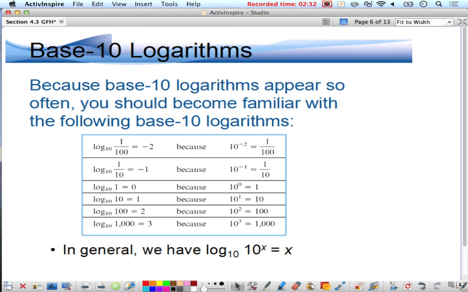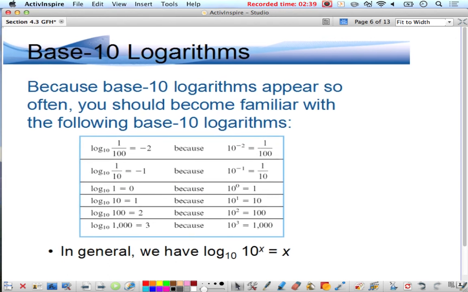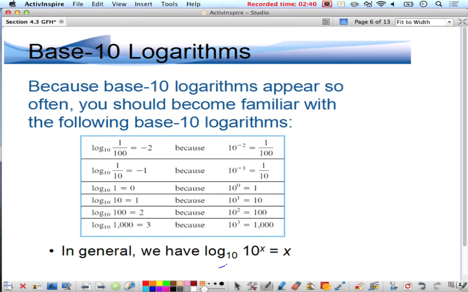And so finally, in general, we know that log base 10 of 10 to the x equals x. Now you'll actually get this rule again at some point, but this is pretty important. This is kind of a property of logarithms that's always true. Log base 10 of 10 to the x is equal to just the x, which makes sense if you rewrite it in exponential form, because 10 to the x equals 10 to the x. So that always has to be true.